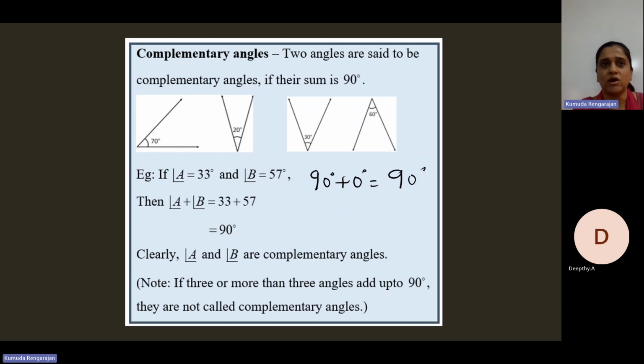With no second thought, the angles 90 degrees and 0 degrees are complementary, because 0 degrees is the zero angle, and 90 degrees, we know, is a right angle. Right angle means 90 degrees. So 90 degrees and 0 degrees add up to 90 degrees. So these two angles are complementary angles. 90 degrees is the complement of 0 degrees and 0 degrees is the complement of 90 degrees.